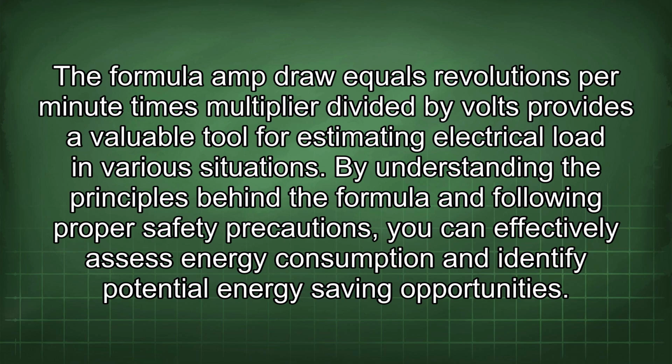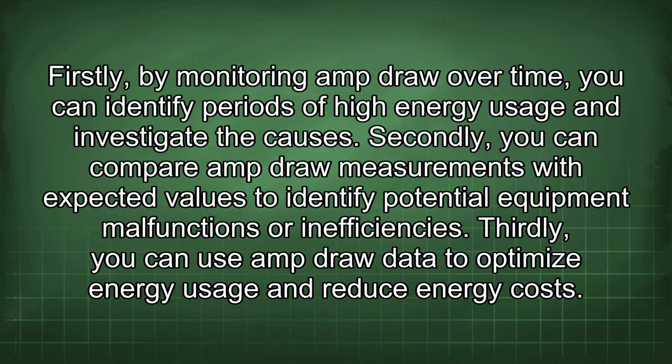By understanding the principles behind the formula and following proper safety precautions, you can effectively assess energy consumption and identify potential energy-saving opportunities. Firstly, by monitoring amp draw over time, you can identify periods of high energy usage and investigate the causes. Secondly, you can compare amp draw measurements with expected values to identify potential equipment malfunctions or inefficiencies. Thirdly, you can use amp draw data to optimize energy usage and reduce energy costs.